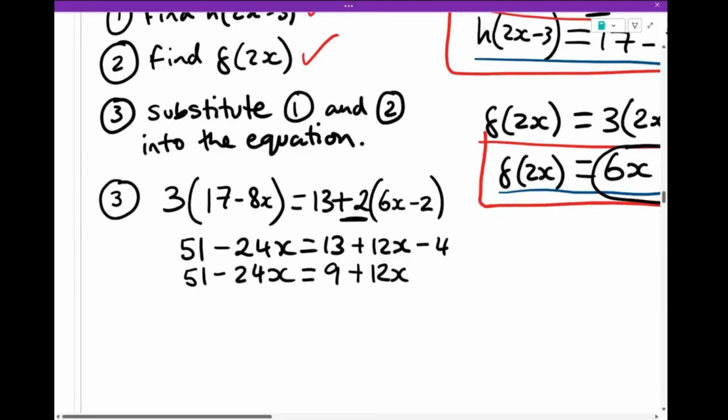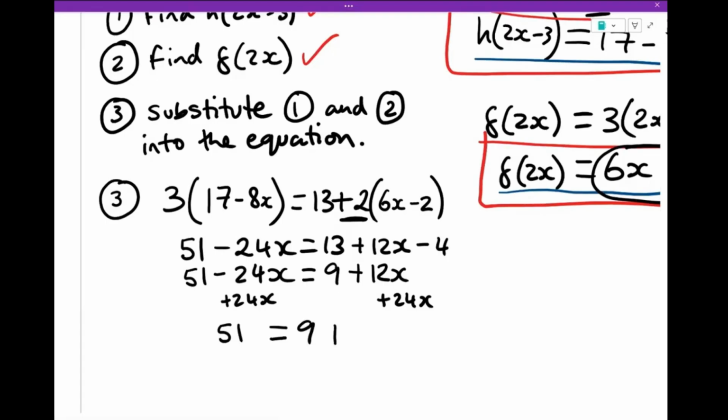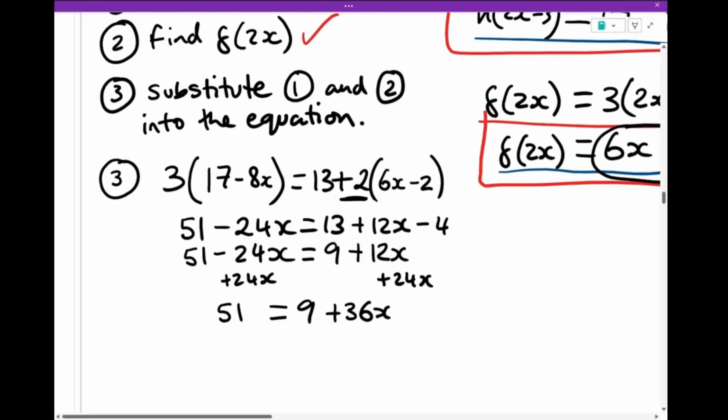And then let's get our x all to one side. So I'm going to add 24x to both sides to get all my x to the right-hand side. So that would leave me with 51 on the left-hand side. On the right-hand side, we'd have the 9. And then 12x plus 24x gives me 36x. And then we've got all the x to one side. So now we need to remove this 9 here. So I'm going to subtract 9 from both sides. So that would leave me with 42 is equal to 36x.